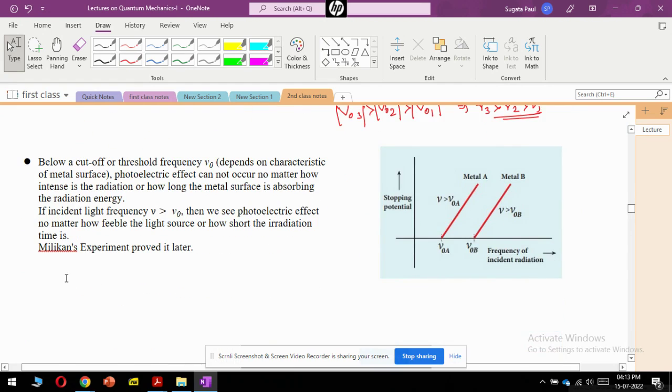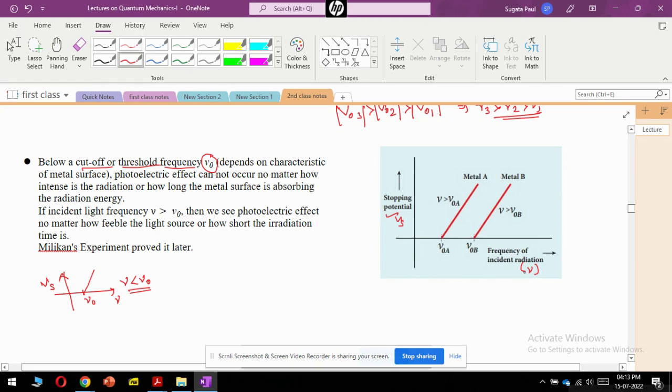And the final observation that will be very crucial is that there is always some cutoff or threshold frequency existing in the circuit, which is denoted by nu naught. This is called a cutoff frequency because if the incident radiation has a frequency less than nu naught, the cutoff frequency, then we will see no photoelectric effect happening in the circuit. So this is a curve of stopping potential Vs versus the frequency of incident radiation.